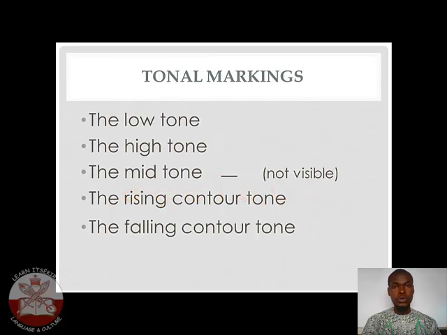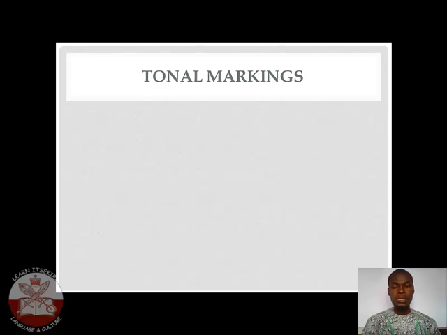These are the types of tones we have in Itsekiri. We have the low tone, the high tone, the mid tone, the rising contour tone, and the falling contour tone. Now, let's see how these tones are pronounced. The low tone. A, E, E, E, O, O, and U.